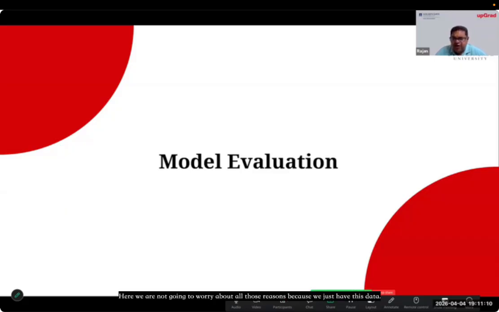Here we are not going to worry about all these reasons because we just have this data. Okay, you have removed one variable. What can we observe, what can we do with this? We have one model, another variable, another model, and so on and so forth.